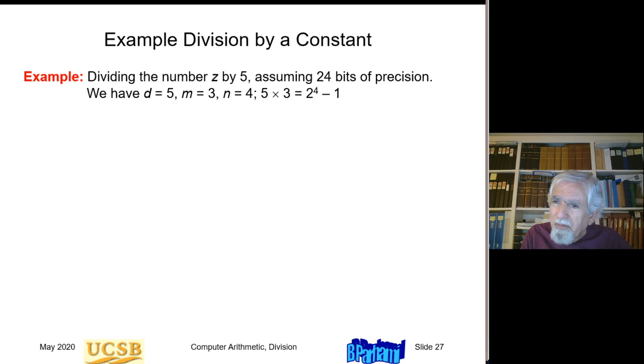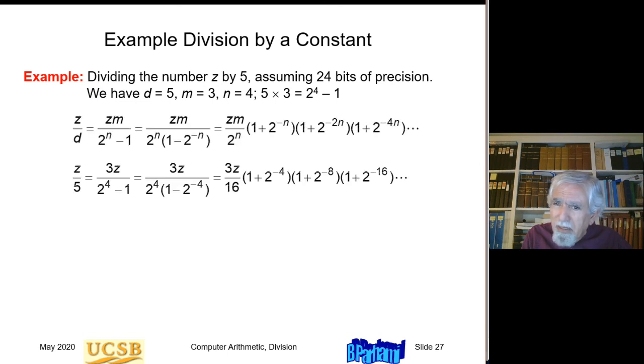Okay, so let's say we want to divide by 5, assuming 24 bits of precision. We have d equal to 5, m equal to 3, as I said before, n equal to 4. And then using that equation, z divided by 5 becomes, after the manipulation, 3z divided by 16 times (1 plus 2 to the minus 4)(1 plus 2 to the minus 8)(1 plus 2 to the minus 16). The next term would have been 1 plus 2 to the minus 32. Because we are assuming 24 bits of precision, that's already too small to make a difference.